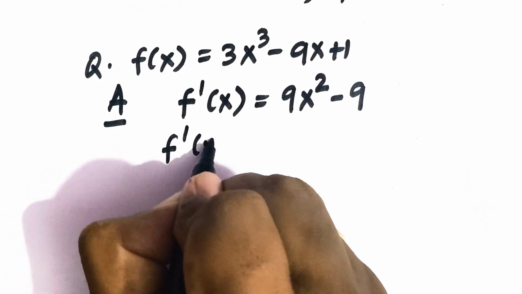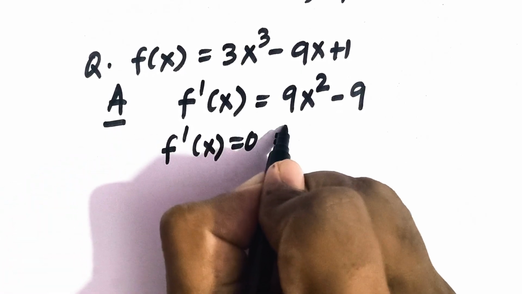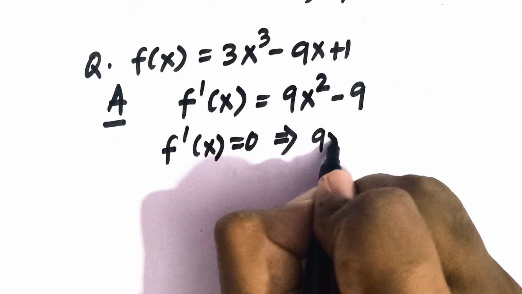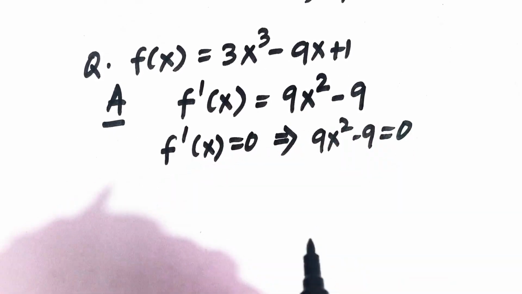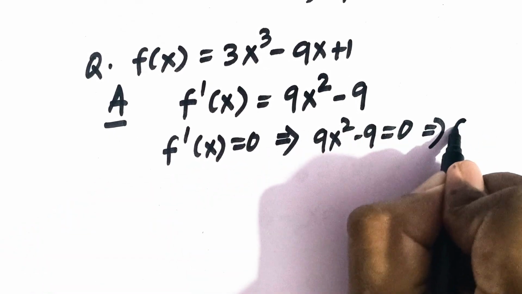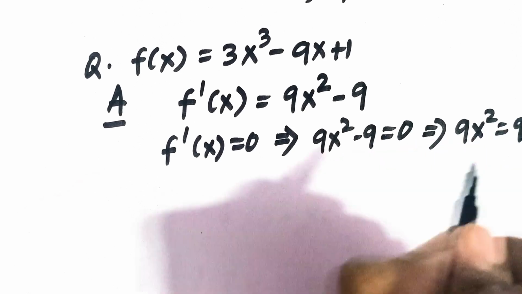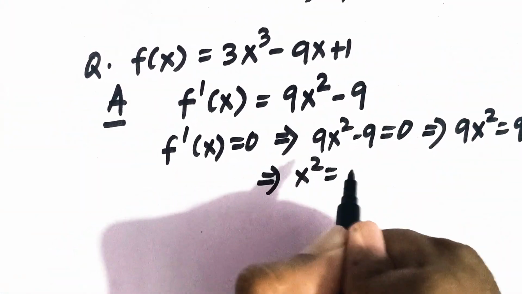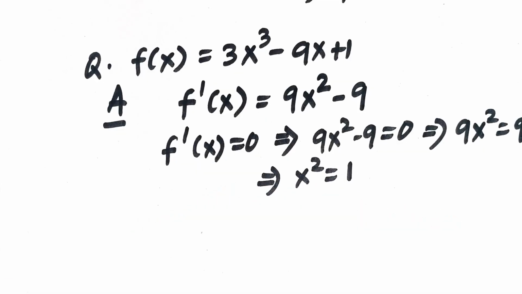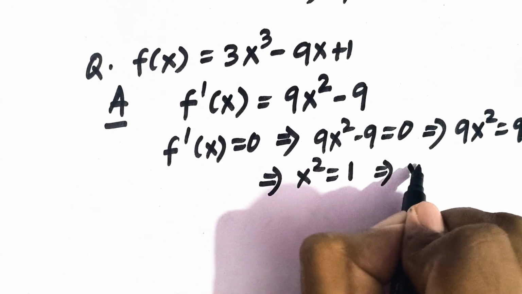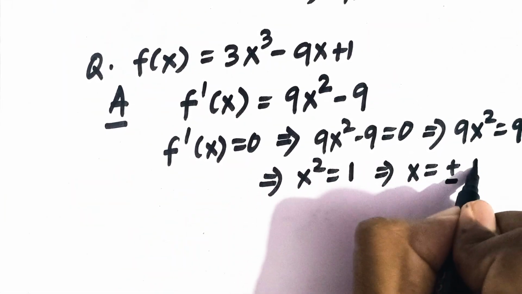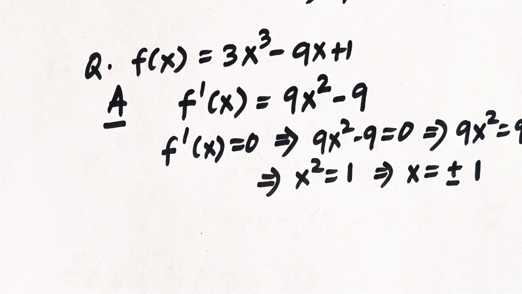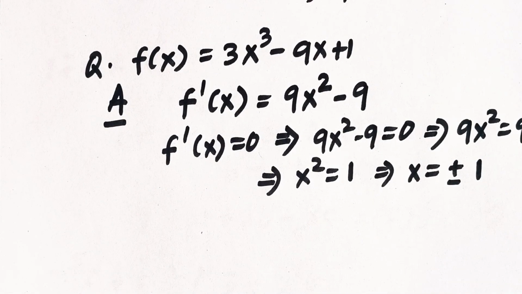Then we will make it 0 and find the value of x. So 9x squared minus 9 is 0, which implies 9x squared is 9. That implies x squared, dividing both sides by 9, is 1. So x becomes plus or minus 1. So x is either 1 or minus 1, where our first derivative is 0.